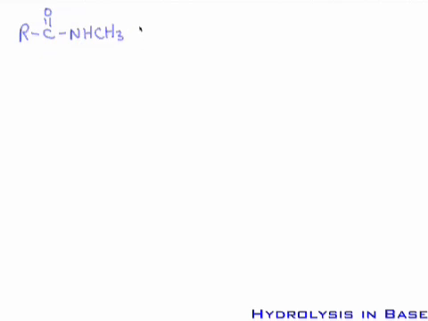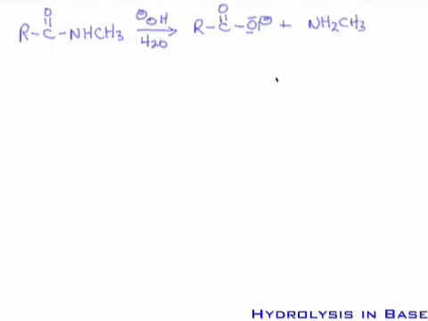We're going to react this in base, hydroxide, in the presence of water. Of course, we need a solvent. Water is a solvent. If we do this reaction, because we're in basic solution, the carboxylic acid that forms is deprotonated. And we produce free NH2CH3, methylamine. Now, the reaction is irreversible. And you'll see why in a moment.